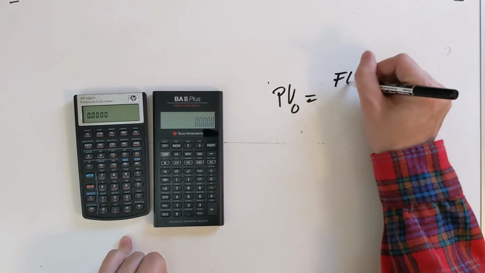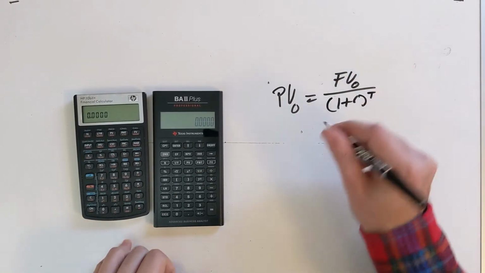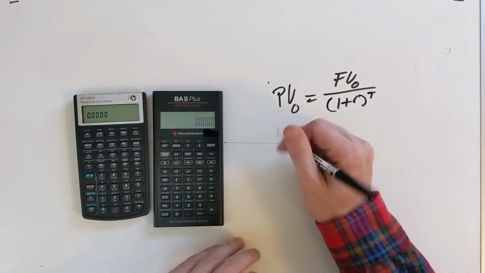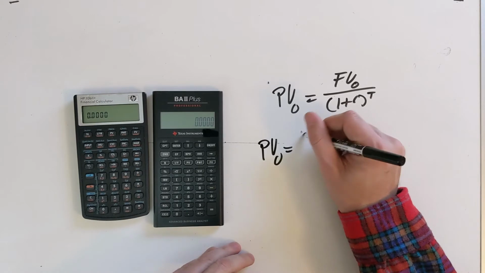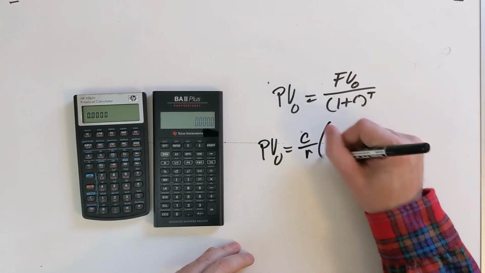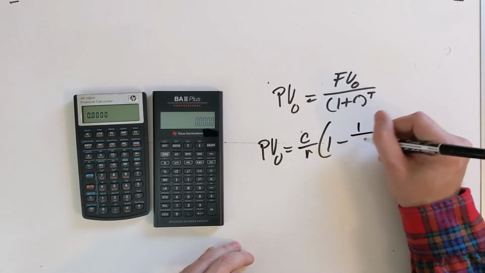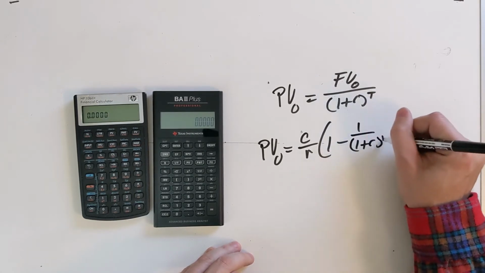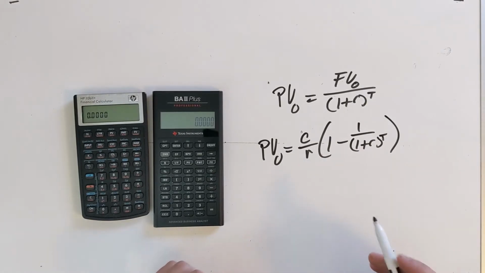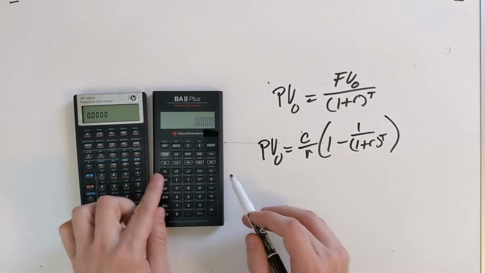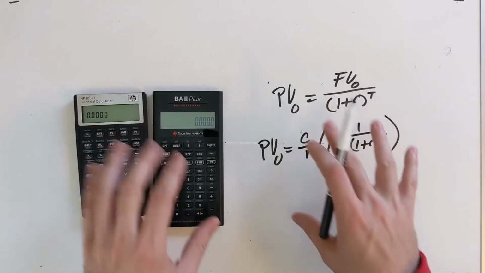So you've got the lump sum formula here. And then remember we also did annuities, and the formula for an annuity: C over R times 1 minus 1 over 1 plus R to the T. That was our annuity formula. These keys correspond to the things that we have had in our time value of money formulas.